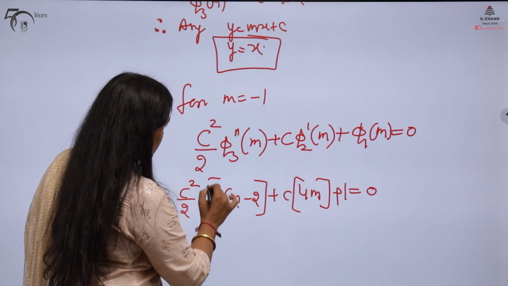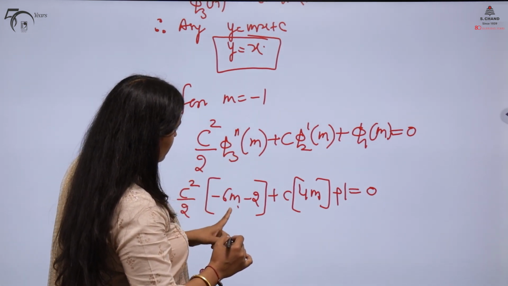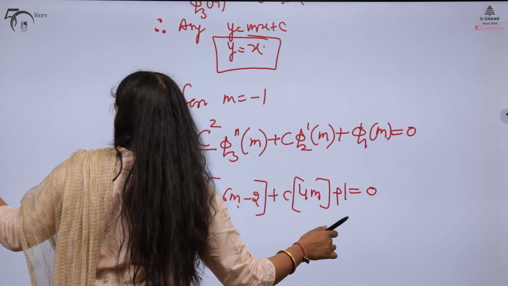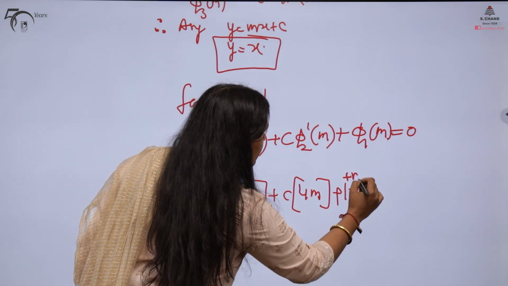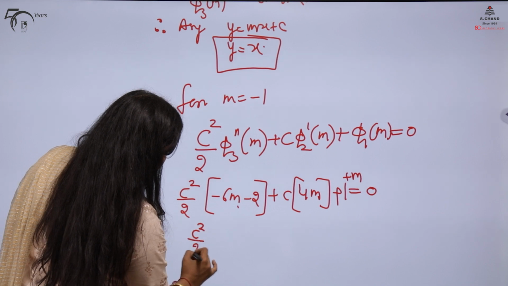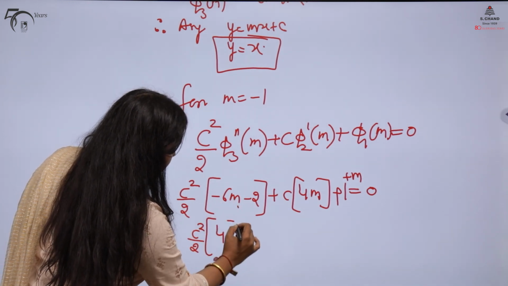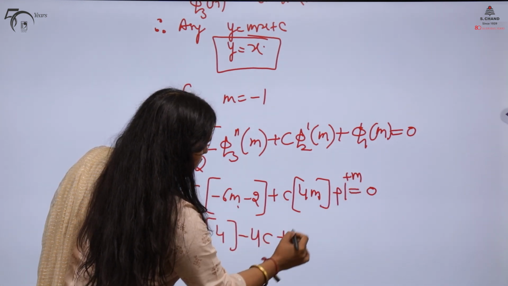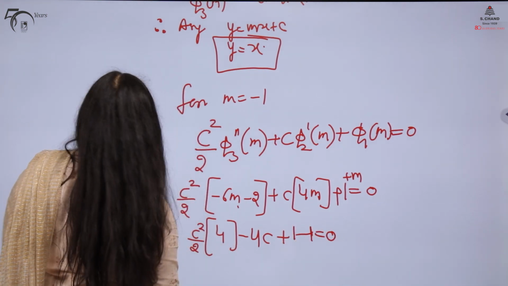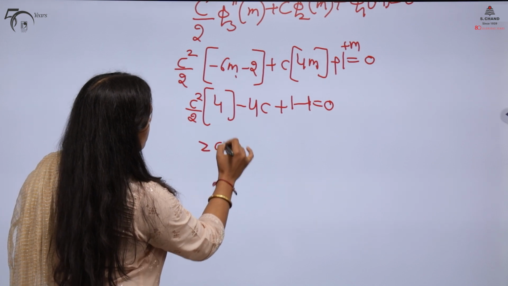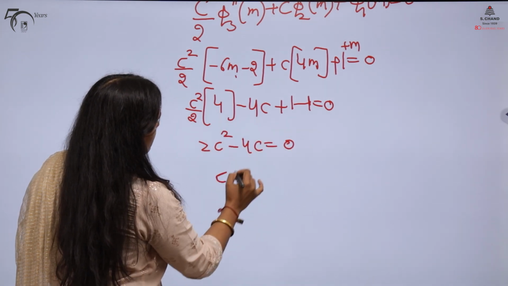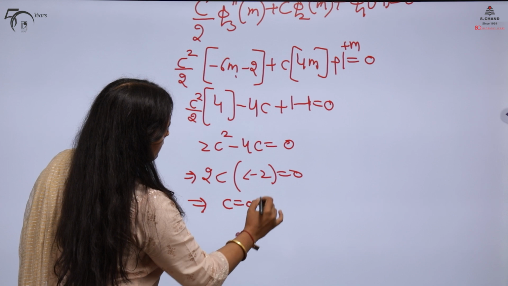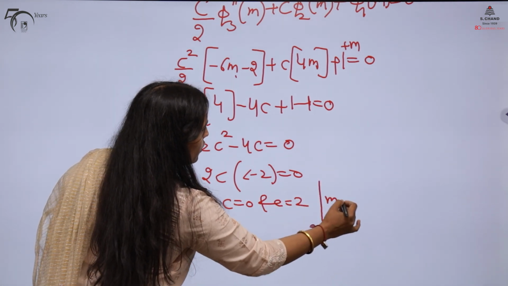So, now C square by 2 phi 3 dash double derivative, this is the double derivative. Phi 1 m was 1 plus m equal to 0. Put the value m equal to minus 1, this will give you 4, this will give you minus 4C, and minus 1 you are substituting, so this will become 0. 1 minus 1, 0. So, it is 2C square minus 4C equal to 0, 2C common, C minus 2. So, this implies C equal to 0 and C equal to 2 corresponding to m equal to minus 1.